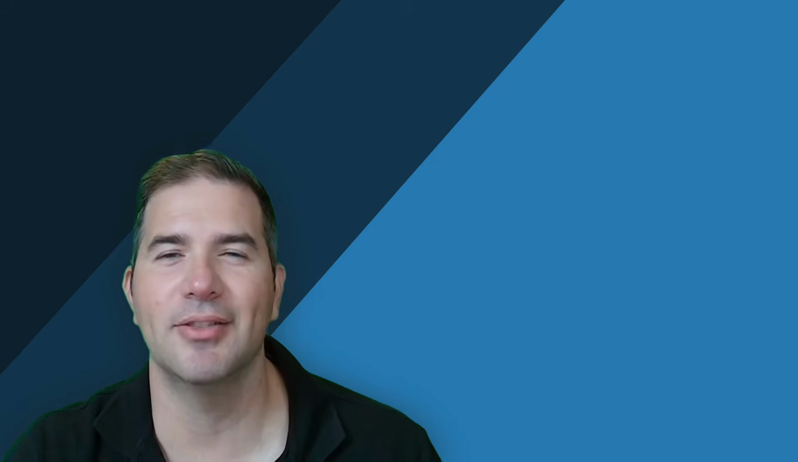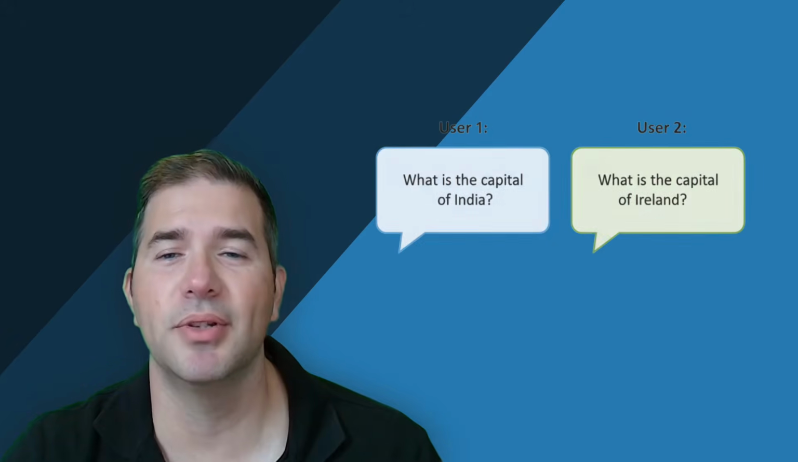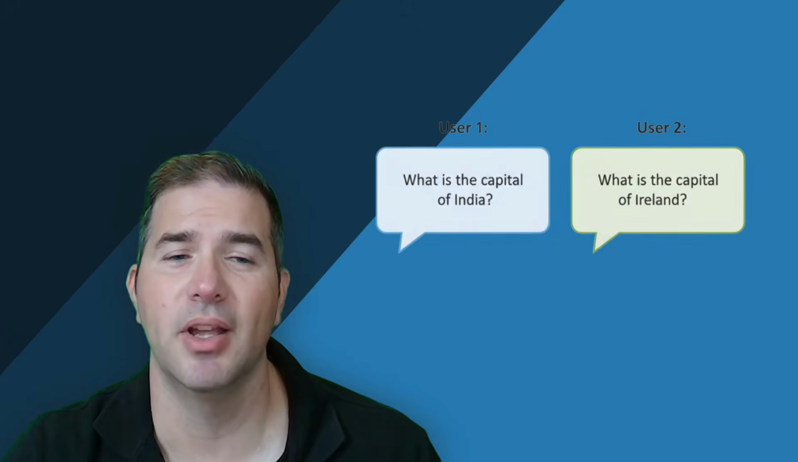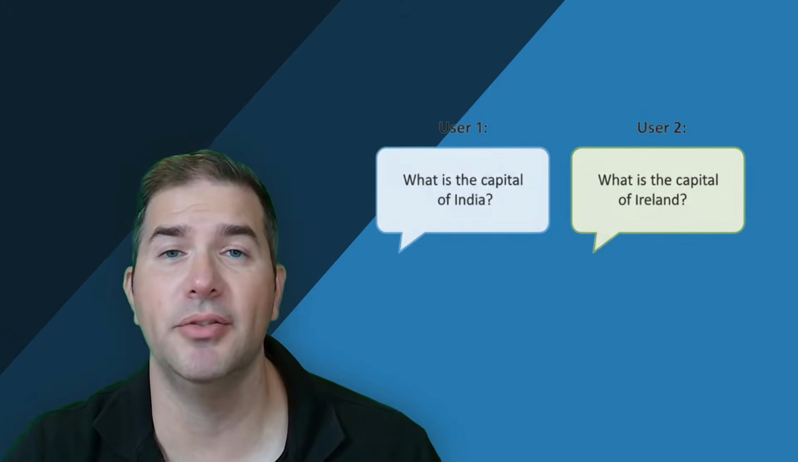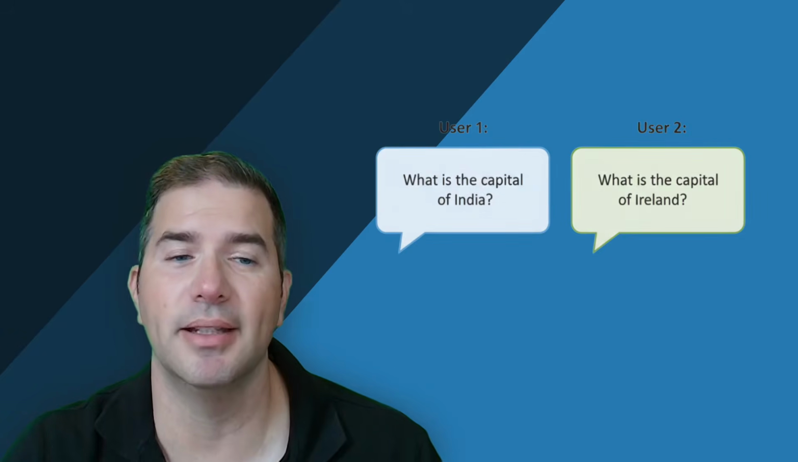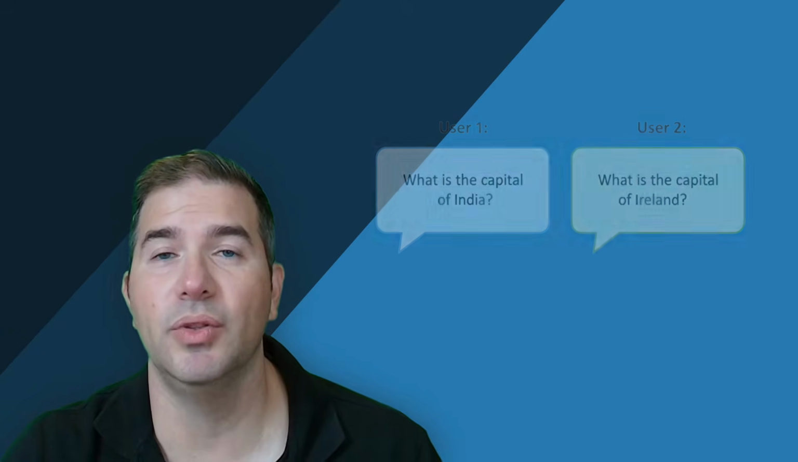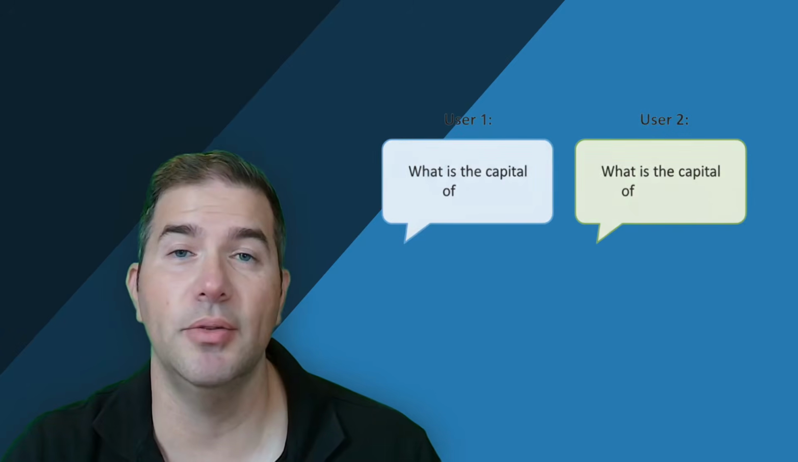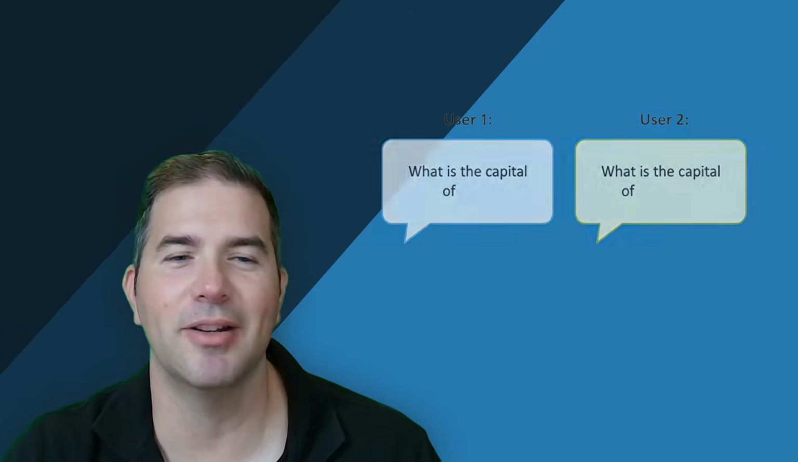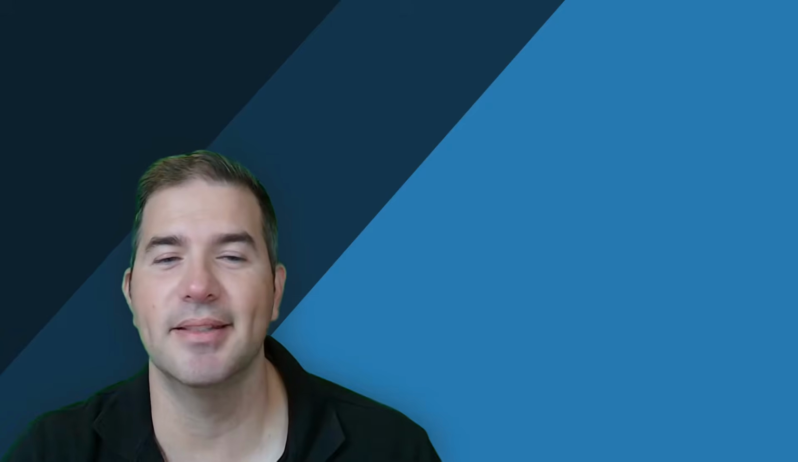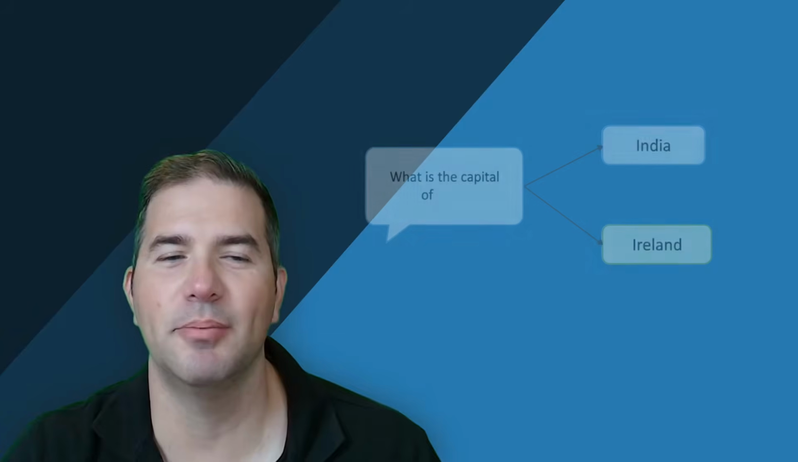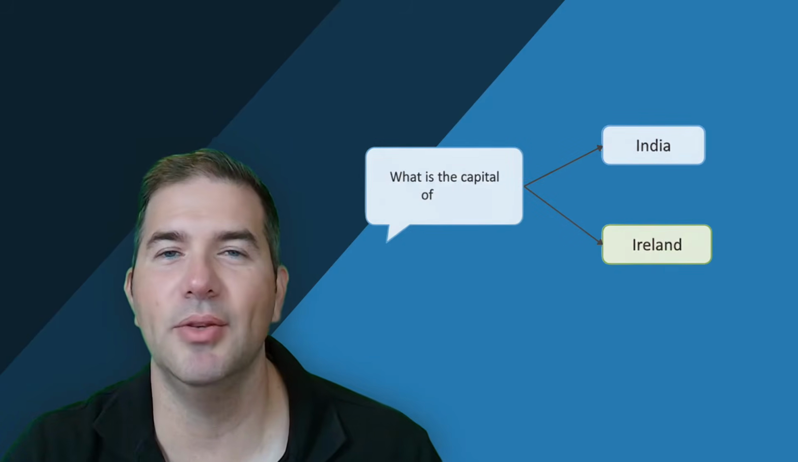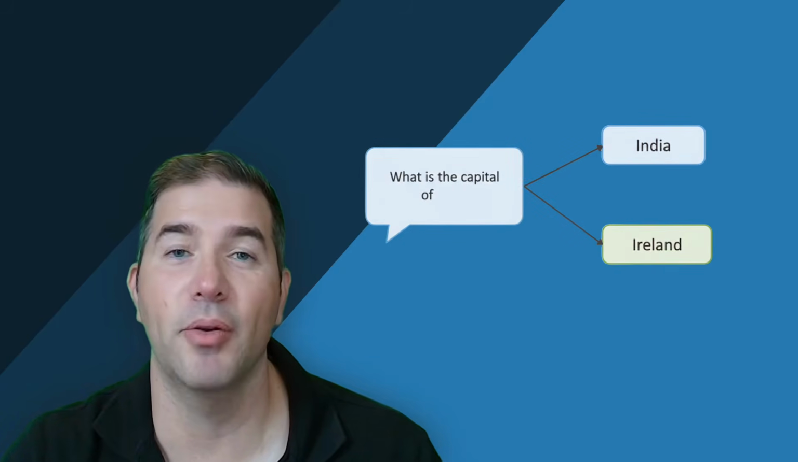Now, I know that sounds super technical, but the concept is simple. Imagine two users asking a chatbot a question. What is the capital of India? And the other user asking, what is the capital of Ireland? A normal system would do the work for "what is the capital of" twice, once for each user. But vLLM is smarter. When it detects that requests start with identical phrases, it processes that shared part just once and reuses that computational work for both questions.